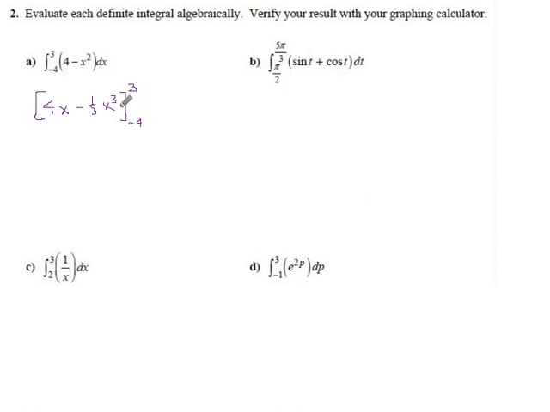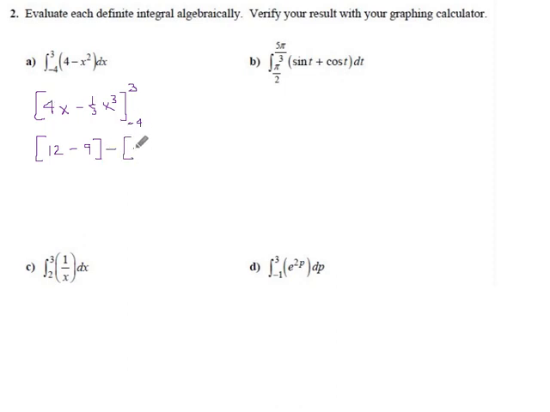Usually when you read this, you actually say the integral from minus 4 to 3 of blah, blah, blah. So it's better to start with your lower bound and work up to your upper bound. So if we put numbers into this, we get 4 times 3. 3 to the third is 27, and then minus a third of that is minus 9.